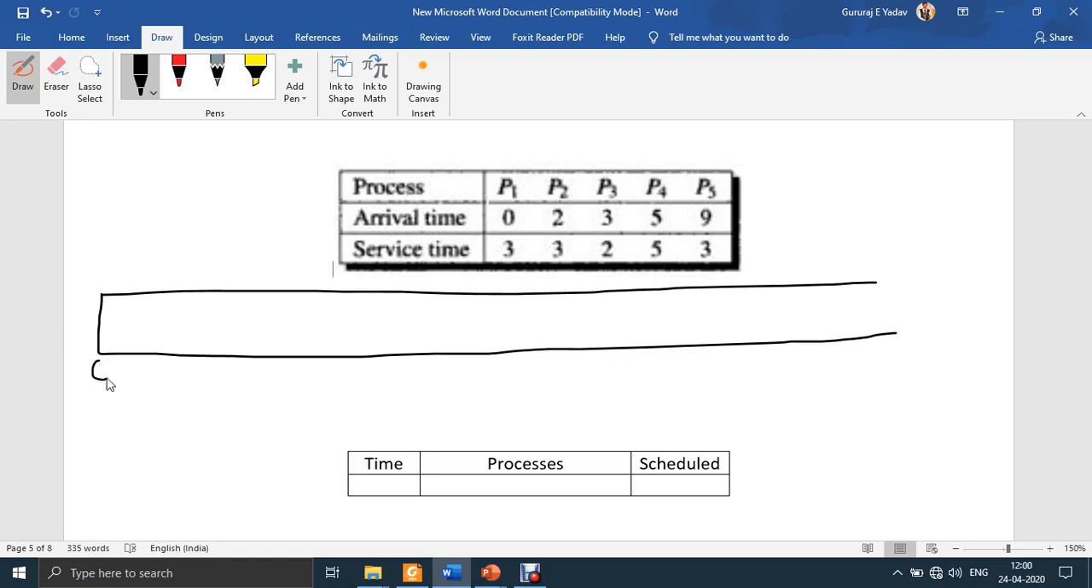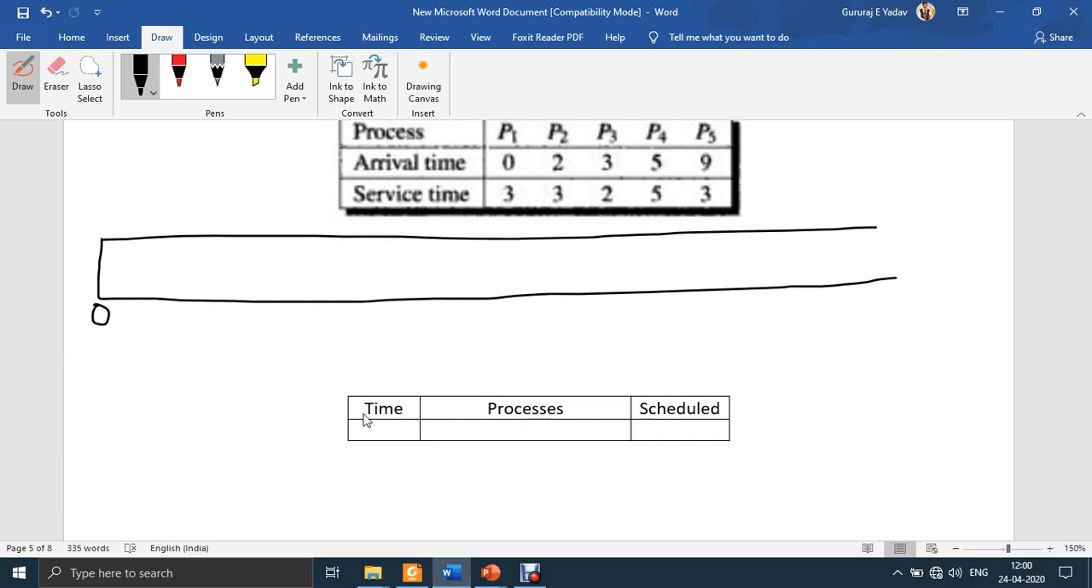So I'll start with time 0. In this case, you can construct a table like this. For the previous example also you can construct a table similar to this. It will have 3 columns: time, processes, and which process is scheduled. At whatever the time, what are the processes available, and among those processes, which one will be given the chance to execute. So that is what is scheduled. Okay, so we shall see this now.